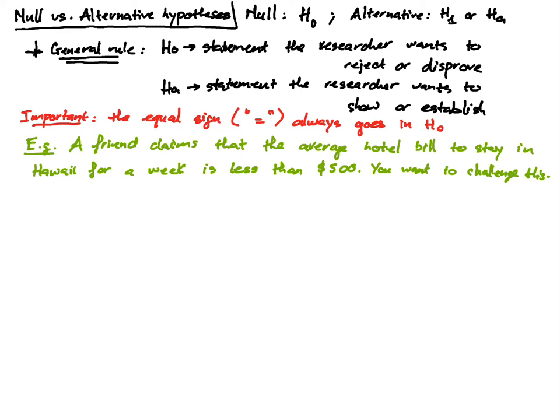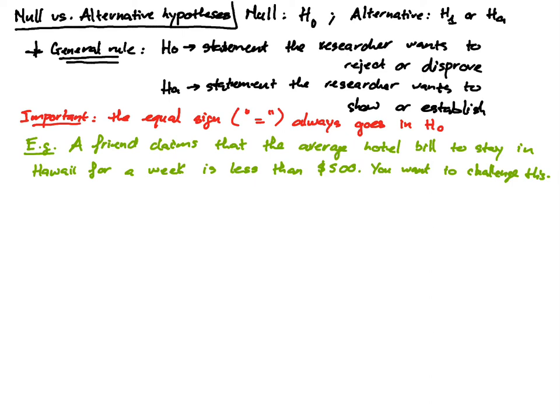If a friend came to you and claimed that the average hotel bill to stay in Hawaii for a week is less than $500, your response would be like, I wish, right? But I don't think so. So in this context, it's pretty clear which statement is the one you want to reject and which statement is the one that you agree with.